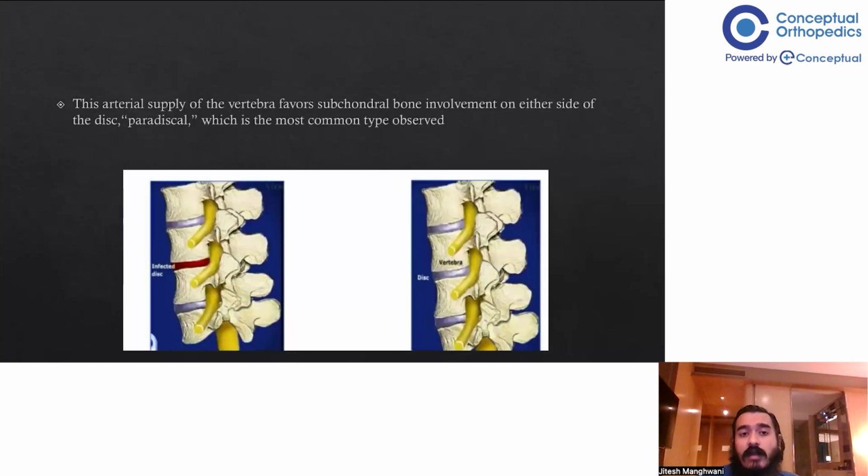The arterial supply of the vertebra favors the subchondral bone involvement on either side of the disc, and hence paradiscal involvement is the most common type. So since the subchondral bone on either side has this arterial supply, this particular area is a subchondral bone, which is just on either side of the infected disc. The arterial supply over here is very high, and it favors the growth of the bacillus, and that is the reason why paradiscal involvement is the most common, wherein the bone starts to get involved just near the disc space.